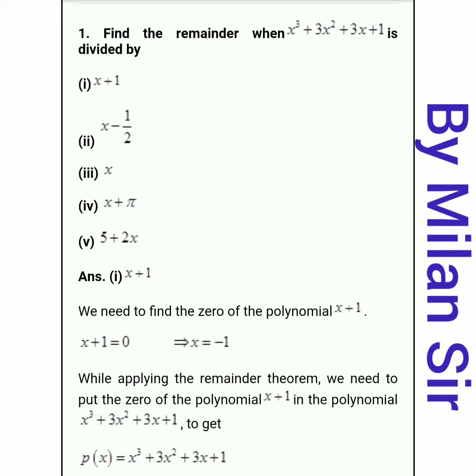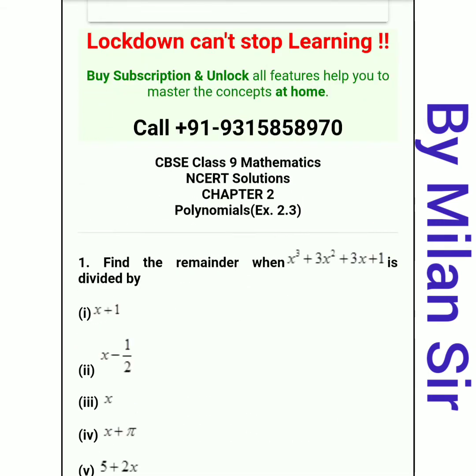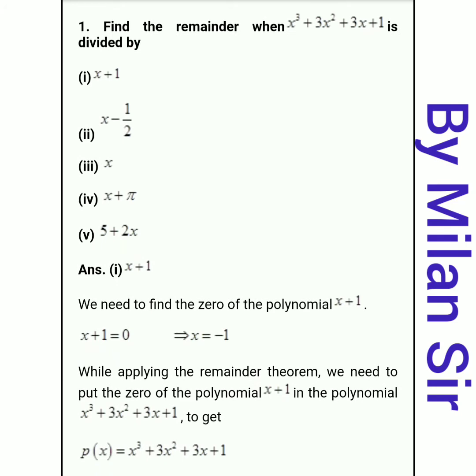In this video, I will explain exercise 2.3, question number 1. So let's start. First of all, read this question. Find the remainder when x cube plus 3x square plus 3x plus 1 is divided by, then five internal questions are there. First question, x plus 1.